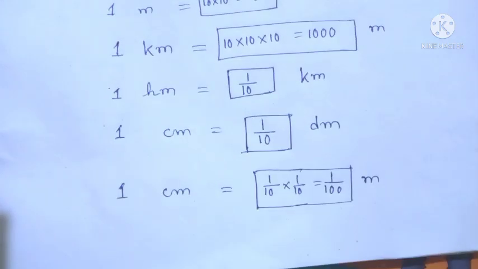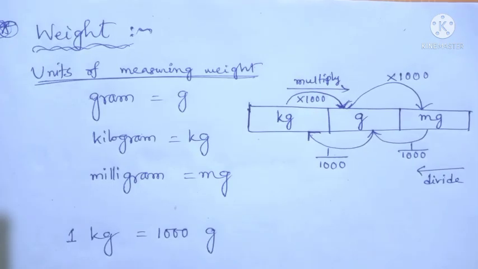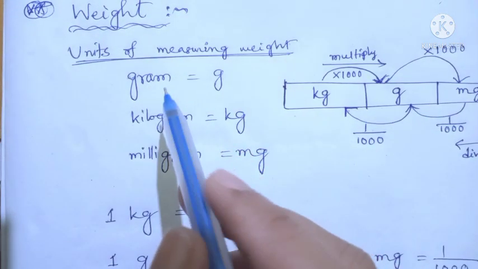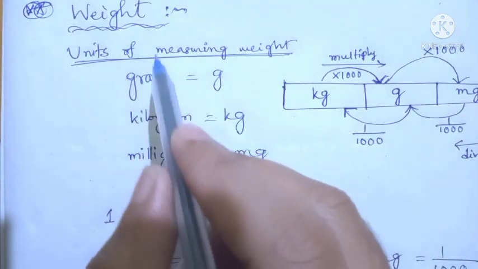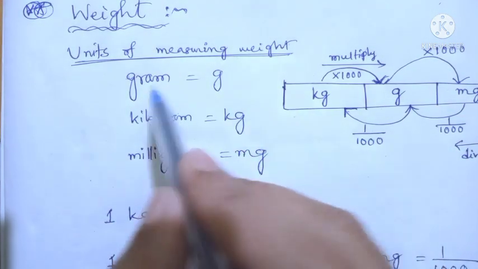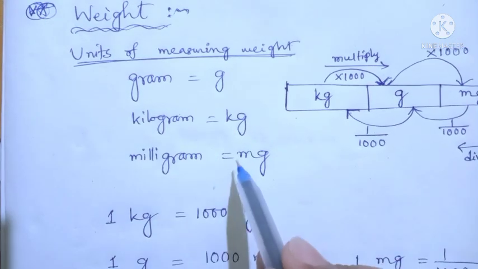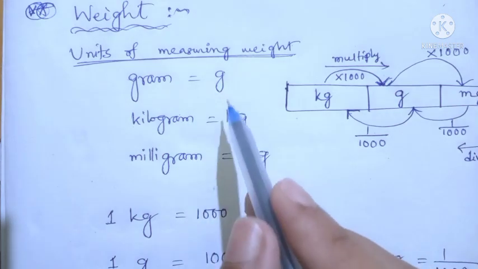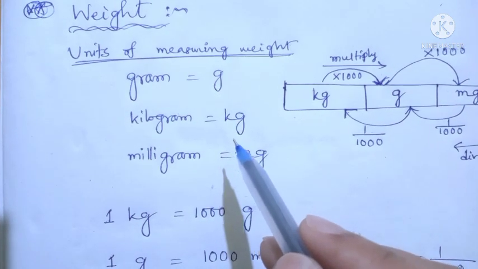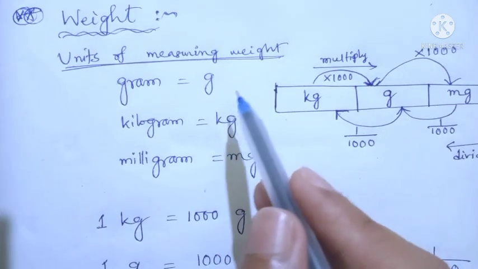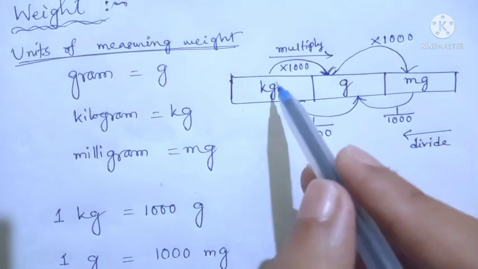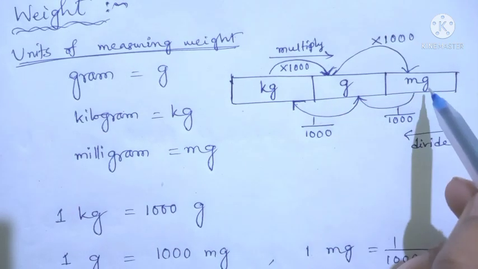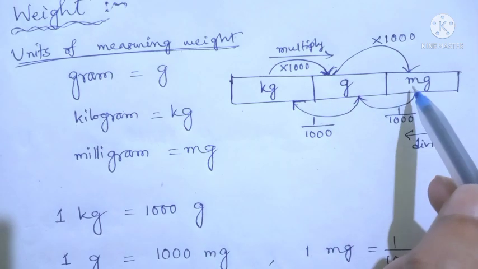Okay, now units of weight. How to measure weight? Okay, so there are three standard unit to measure weight: g for gram, kg for kilogram, mg means milligram. Okay, these three are actually standard, most used unit for measuring weight. So now kg means kilogram, g means gram and mg means milligram. So kg, g and mg.